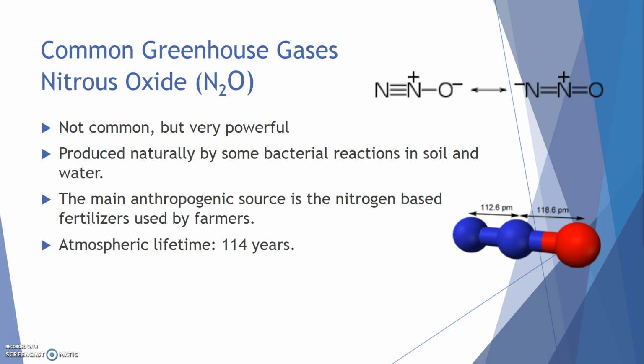N2O, or nitrous oxide, again not very common but very powerful, can absorb about 300 times as much thermal energy as CO2. Again, produced naturally by some bacterial reactions, and its main source from humans is through fertilizers. Nitrogen-based fertilizers give off a lot of N2O.